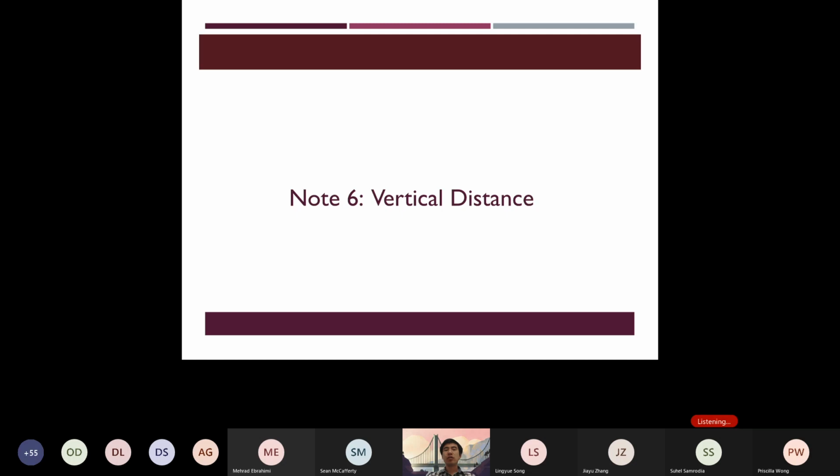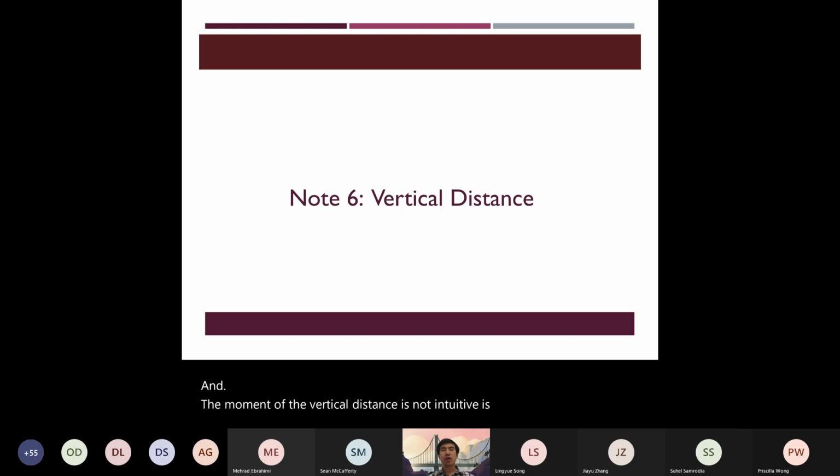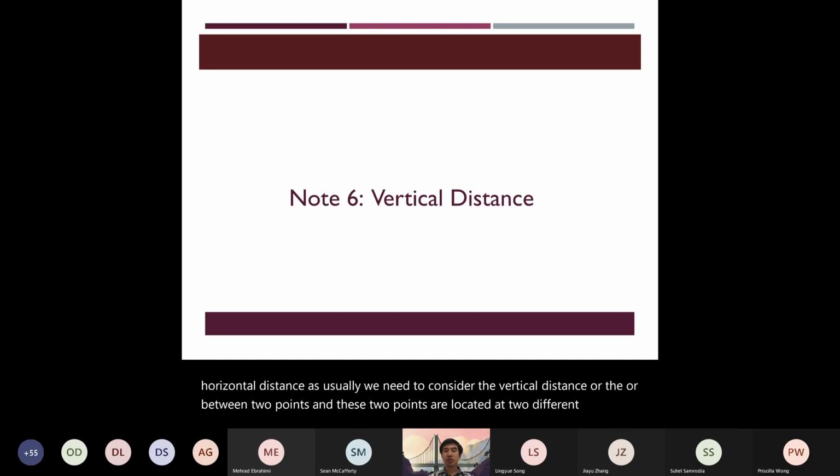And the vertical distance is actually one of the important quantities for you to identify the location of one point in the Earth. The measurement of the vertical distance is not intuitive. It's not as intuitive as the horizontal distance, as usually we need to consider the vertical distance between 2 points, and these 2 points are located at 2 different regions in the field. So we need to rely on some instrument to conduct the vertical distance measurement.